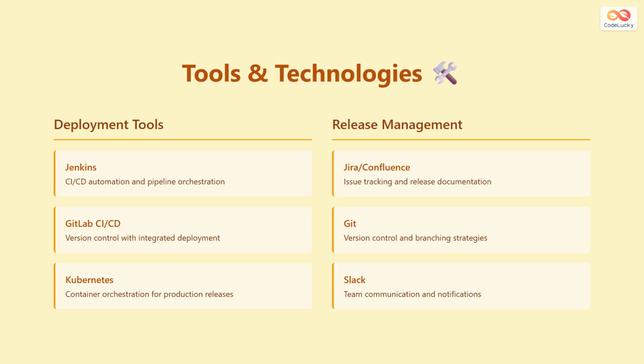Release managers use specific tools to perform their job effectively. For deployment tools, Jenkins is used for CI/CD automation and pipeline orchestration. GitLab CI/CD integrates version control with deployment capabilities. Kubernetes handles container orchestration for production releases. For release management, Jira and Confluence help track issues and maintain documentation. Git is the standard for version control and implementing branching strategies. Slack facilitates team communication and automated notifications about release status.